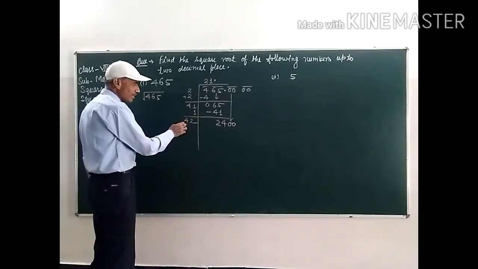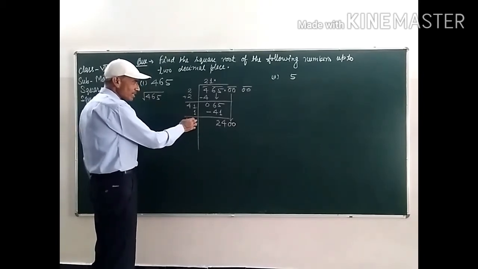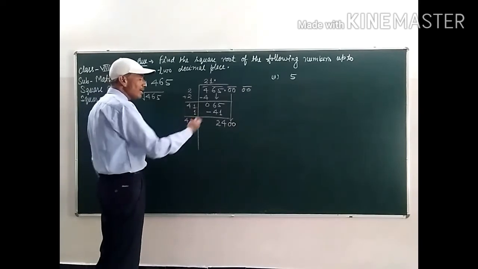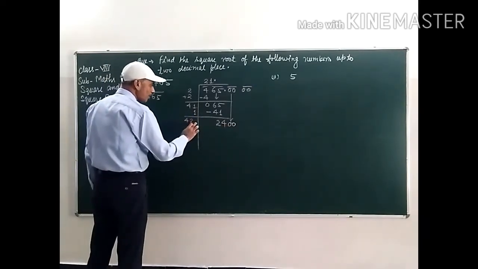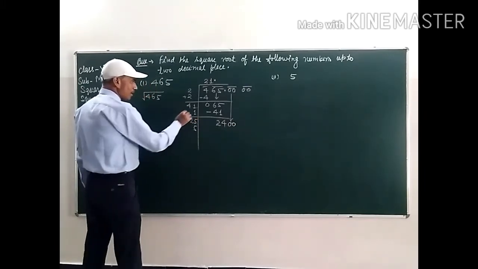4 6s are 24, and if we take 6, the result will be greater than this, because we are taking 6 here, it means that is 426. So 6 6s are 36, that will be greater than this. So we have to take here 5, and write 5 here.